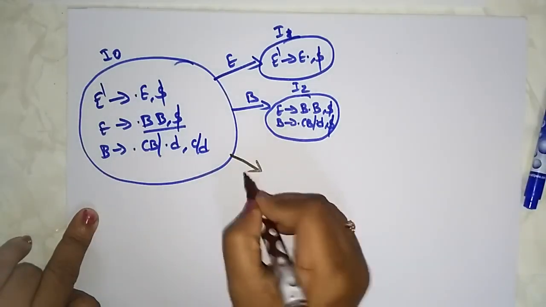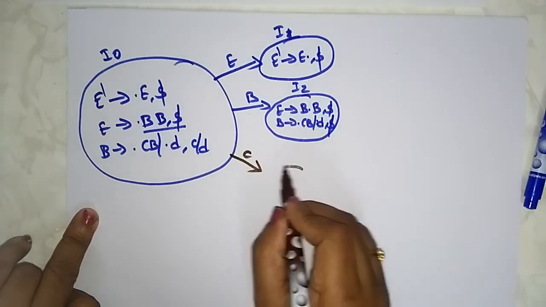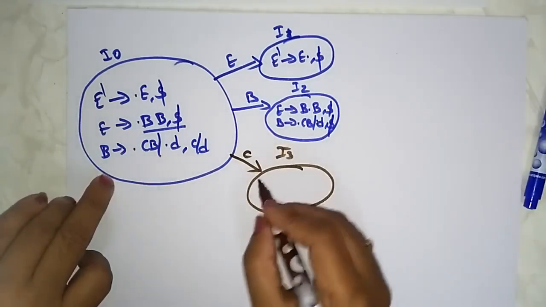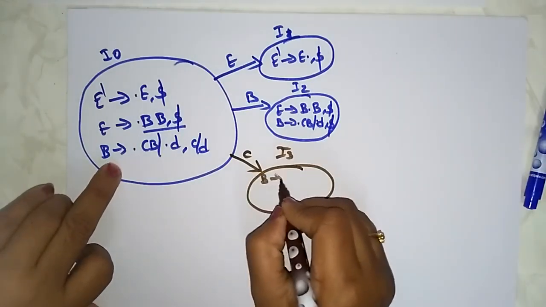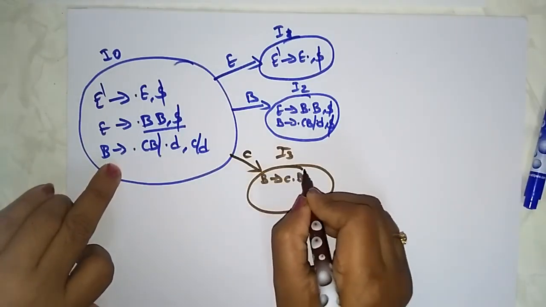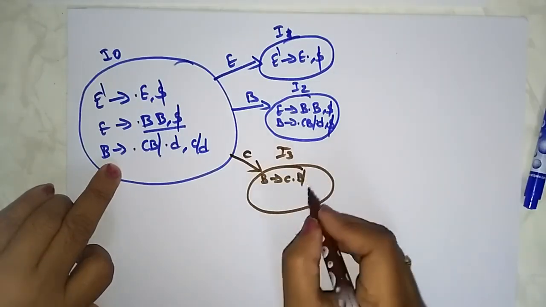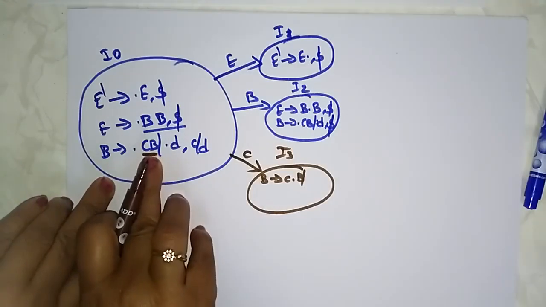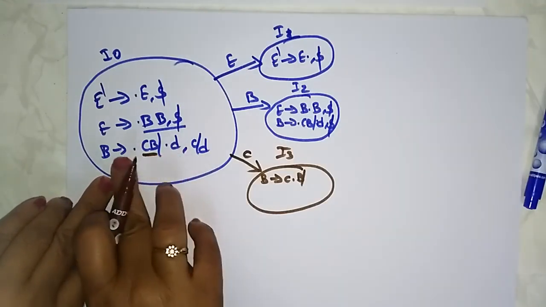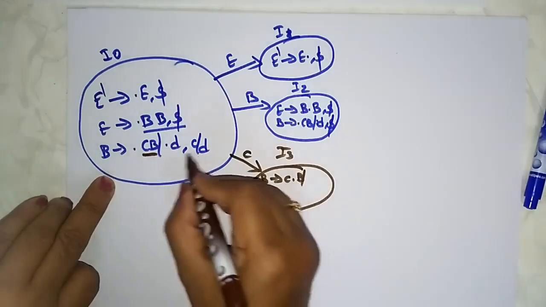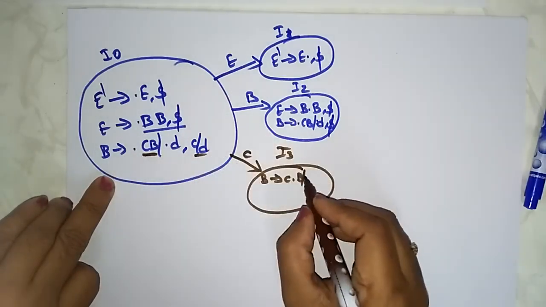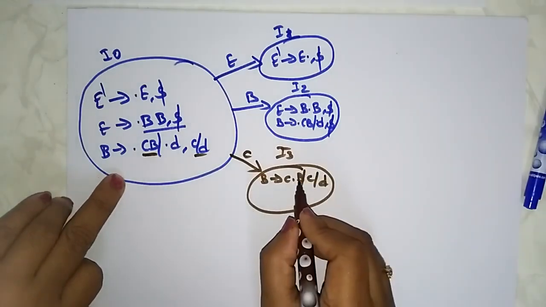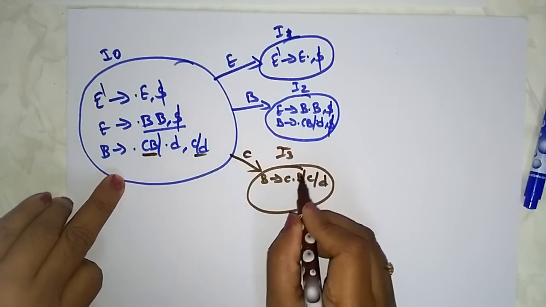Now let's take small c. I3. So on C, B determines C dot B. Only C dot B, we are taking only this production. B determines dot CB, only this one, not the complete production. So B determines C dot B, slash, and the lookahead values you have to write are C slash D.